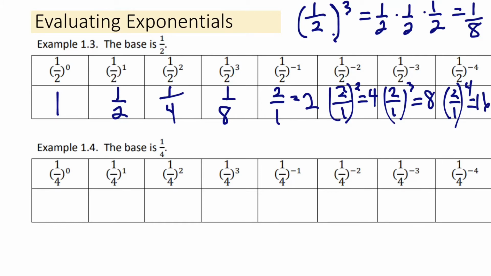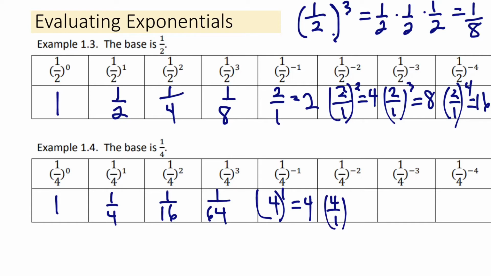All right, we can do the same thing for 1/4. 1/4 to the 0 power is 1. 1/4 to the 1 power is 1/4. 1/4 to the 2 power is 1 over 16. To the 3rd power is 1 over 64. To the negative 1 power means take the reciprocal and still raise to the 1st power, so that's just 4. 1/4 to the negative 2nd power is take the reciprocal, square it, so that's 16 over 1, which is 16.